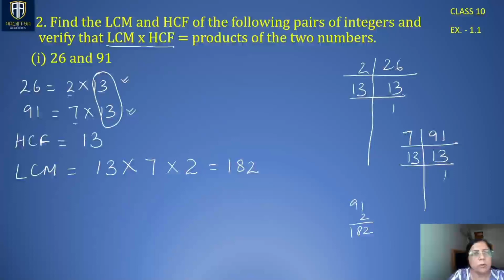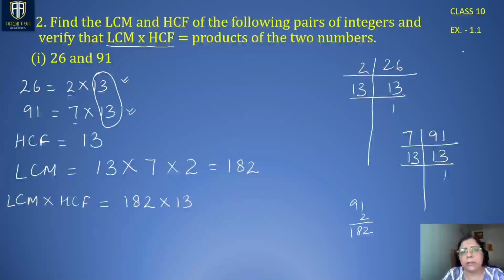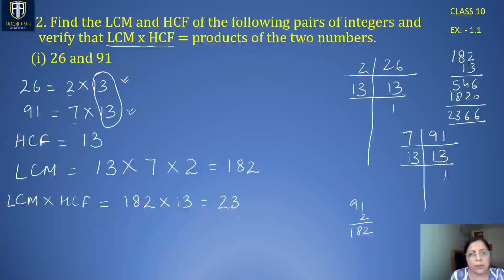So we have to do the verification. Verification means LCM into HCF. Take the product of these two quantities. LCM is 182 and HCF is 13. Now I multiply these two numbers, 182 by 13. 3 twos are 6, 3 eights are 24, and so on. This is 2366.